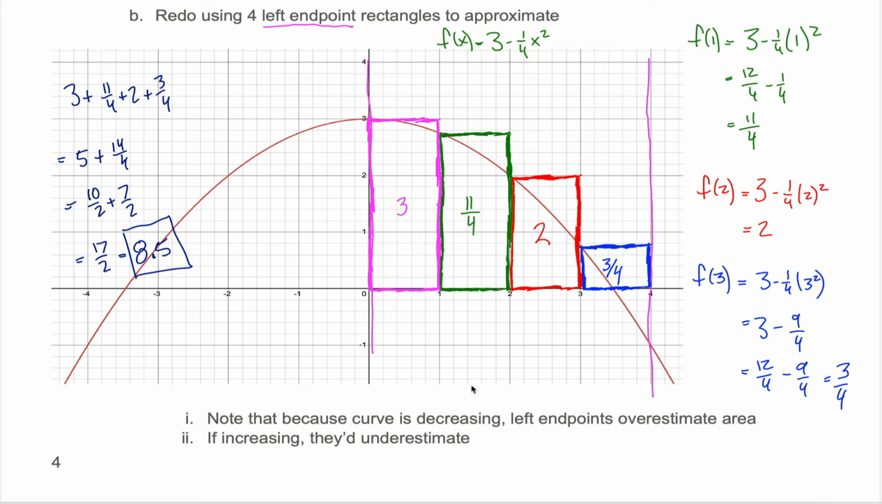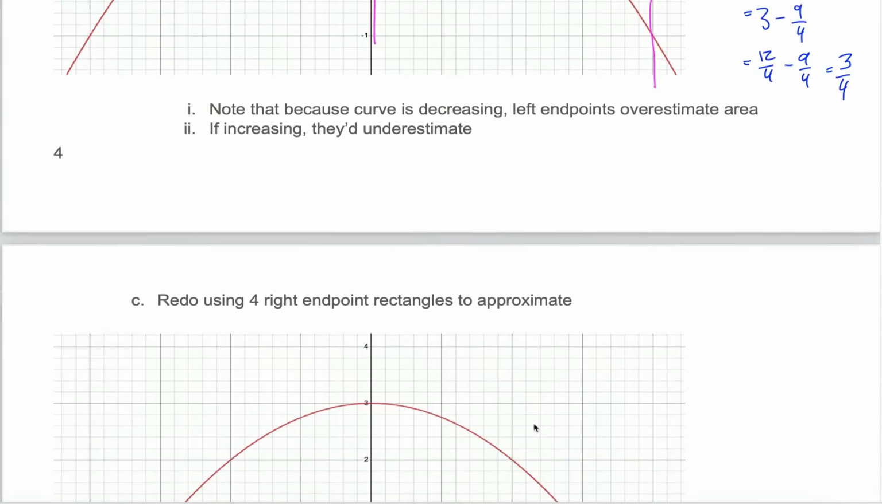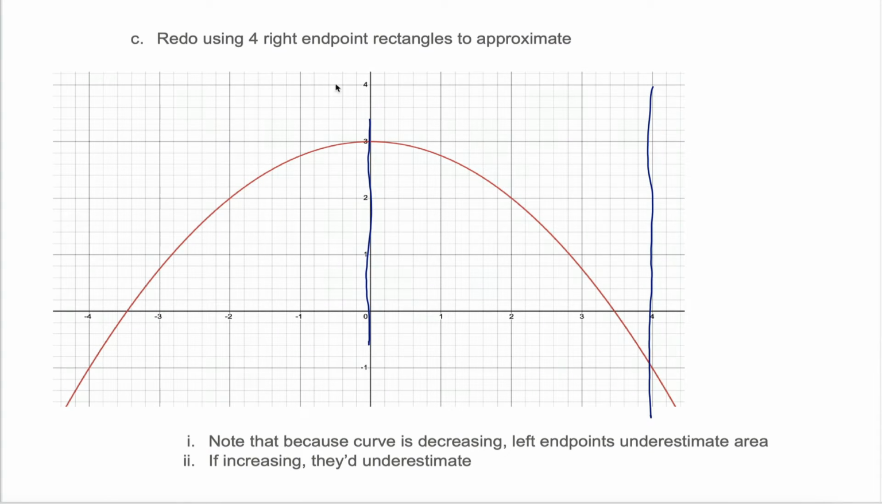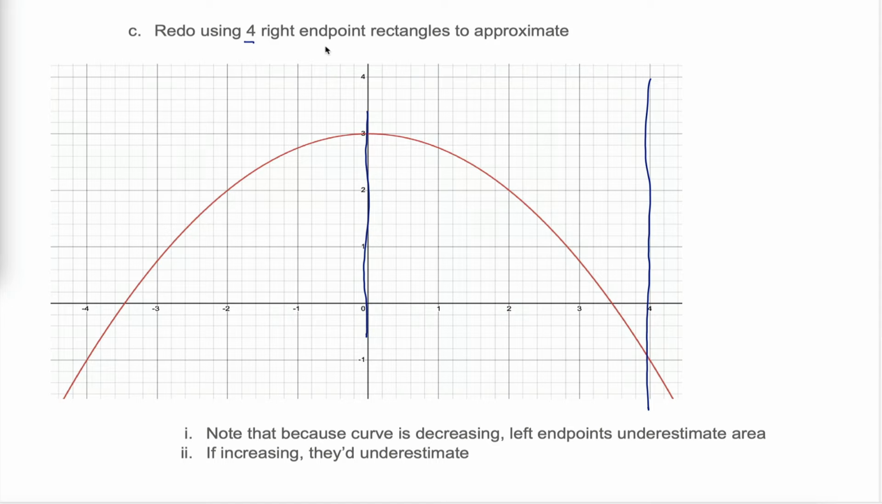Let's do this estimation one more time, but instead of using left endpoints, let's use right endpoints. We're again going to go from 0 to 4 to kind of keep the numbers as nice as possible. And we're again going to choose 4 of these rectangles, just for simplicity's sake. The big thing that changes is now we're using right endpoints.